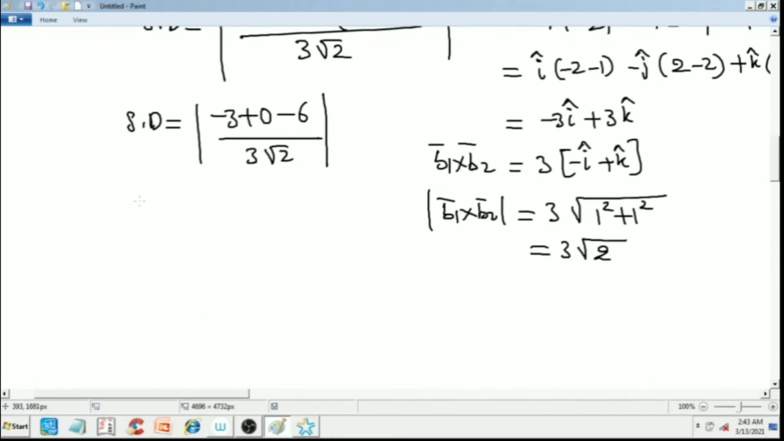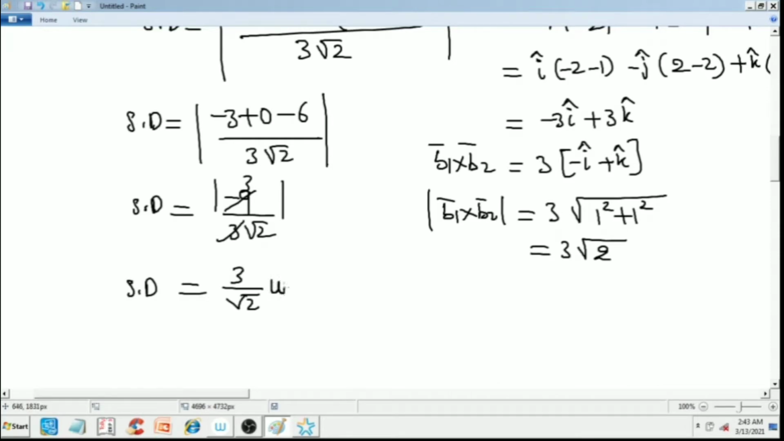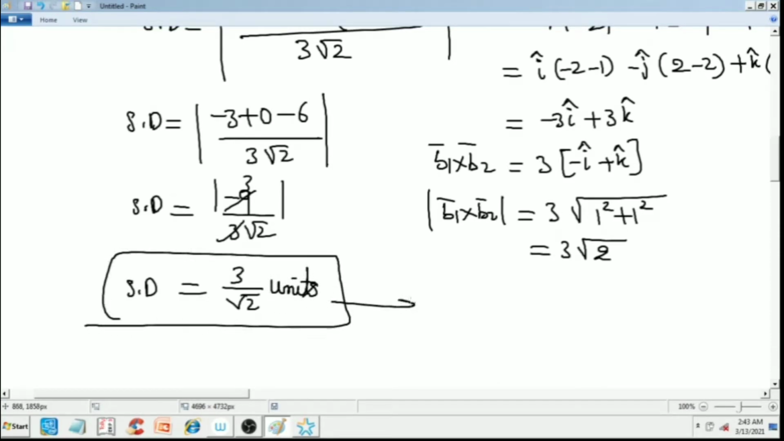Here the final answer comes out positive because of the modulus. Minus 3 minus 6 is minus 9, divided by 3 root 2. Since 9 divided by 3 is 3, we get 3 by root 2. The shortest distance is 3 by root 2 units. That's all, this is the solution.